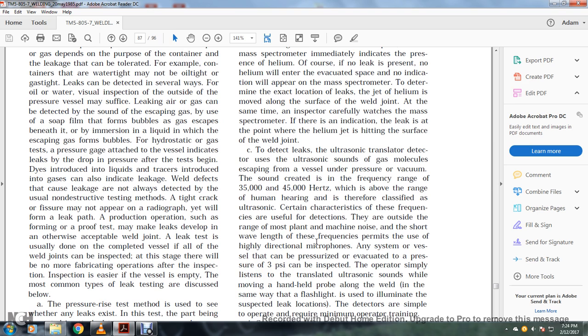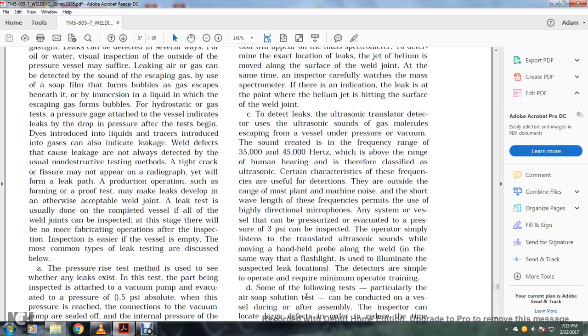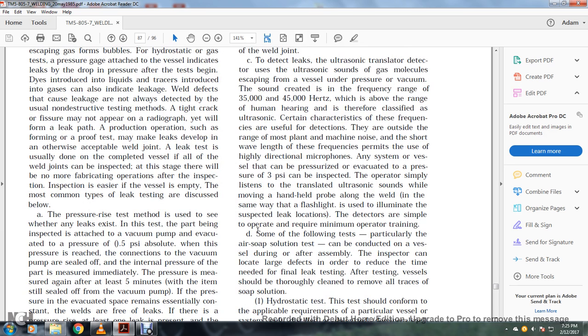Any system or vessel that can be pressurized or evacuated to a pressure of 3 psi can be inspected. The operator simply listens to the translated ultrasonic sounds while moving a handheld probe along the weld. In the same way a flashlight is used to illuminate suspected leak locations, the detectors are simple to operate and require minimum operator training. D. Some of the following tests, particularly the air soap solution test, can be conducted on a vessel during and after assembly.